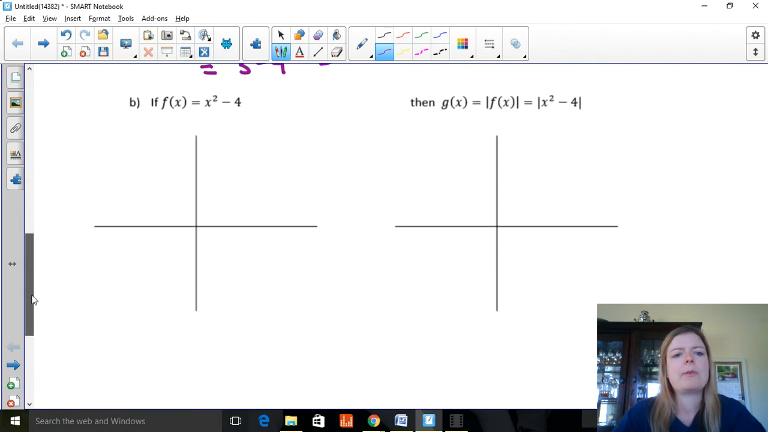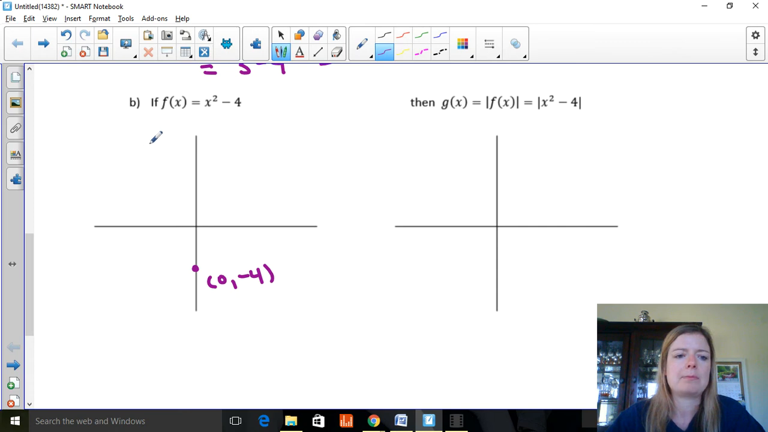All right, so the second question is just to kind of think about what this does to graphs. So remember, the absolute value signs make things positive. So x squared minus 4 as a function just by itself, let's think about what that looks like. That's just an x squared function that's been vertically translated down 4 units. So it has a vertex of (0, 4). Sorry, (0, -4).